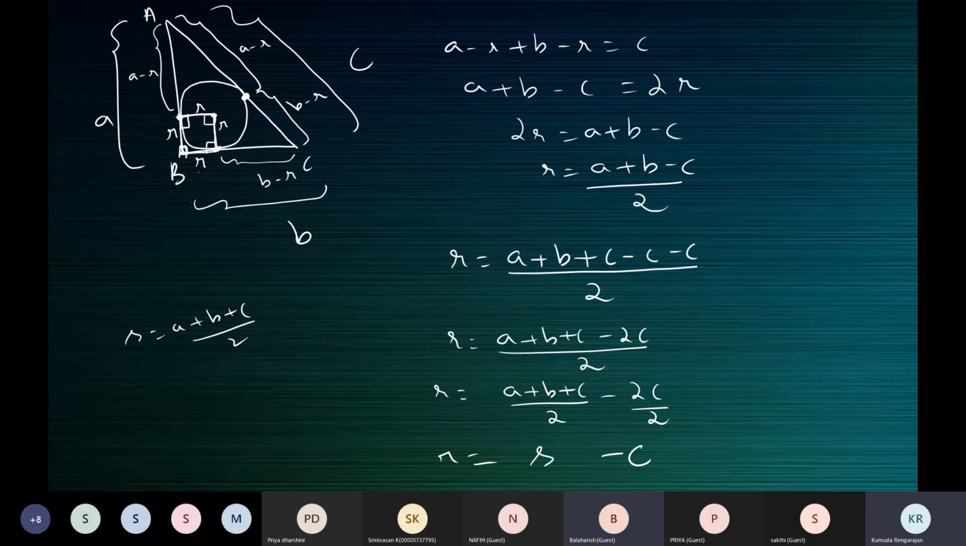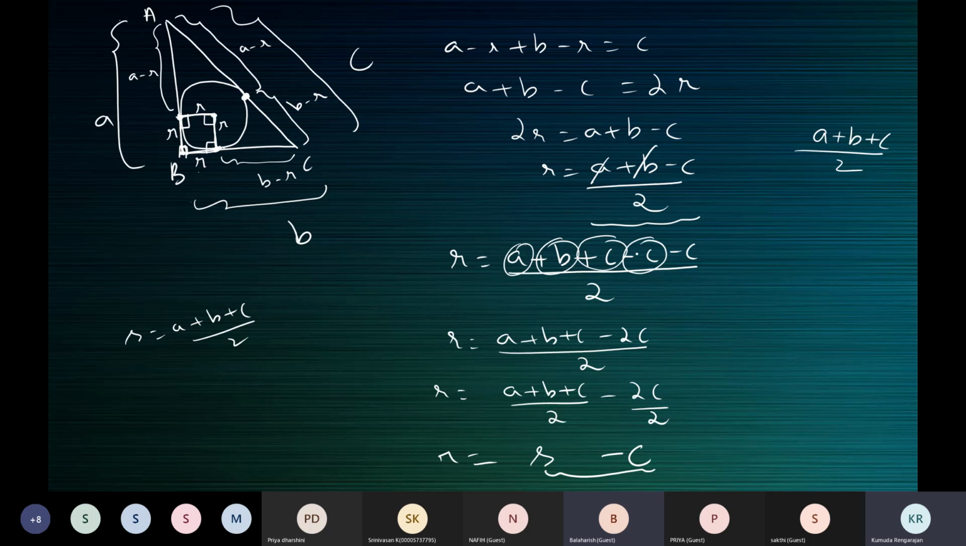So we derive this, and this can be modified to s minus c. If you want to get s, you need a plus b plus c by 2. We have a and b, but we don't have plus c. So we add c and we subtract c, and then minus c as it is, by 2.